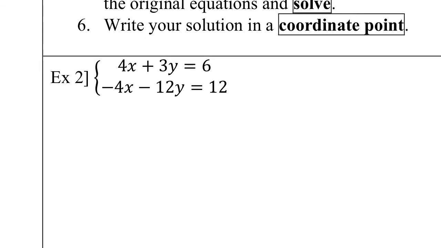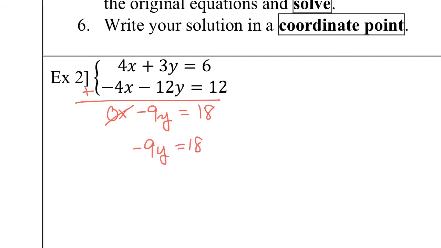Number 2: 4x plus 3y equals 6, -4x minus 12y equals 12. So again, find variables that add up to be 0. If you look at our x's, 4 plus a -4, well, that's 0. So I can go ahead and move on to step 2, which is adding my equations together. So 4 plus a -4 makes 0x, 3 plus -12 makes -9y, and then 6 plus 12 makes 18. 0 times anything is going to be a 0, so all we really have is -9y equals 18. And then solving for y is a simple division. y is equal to -2.